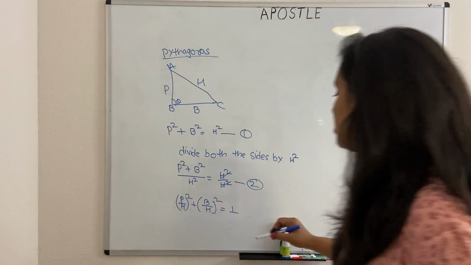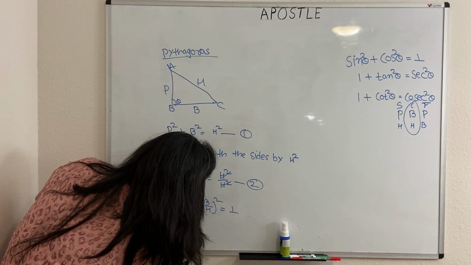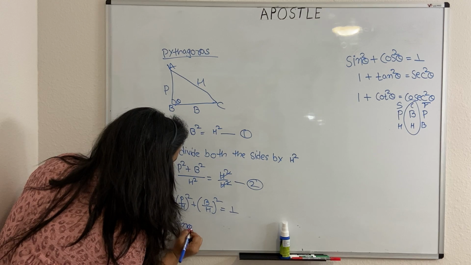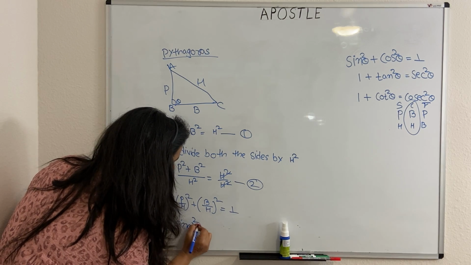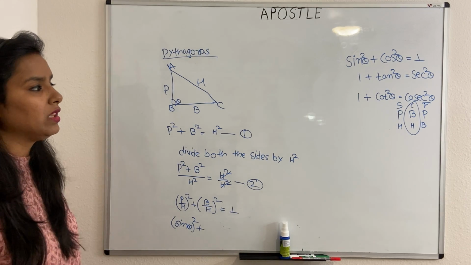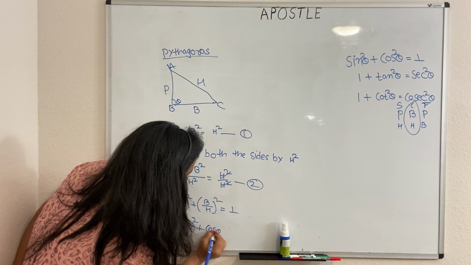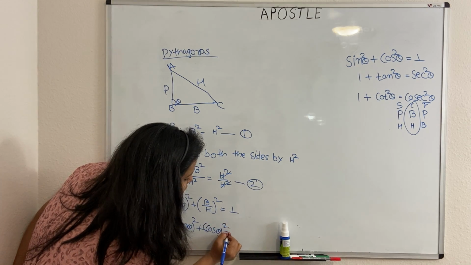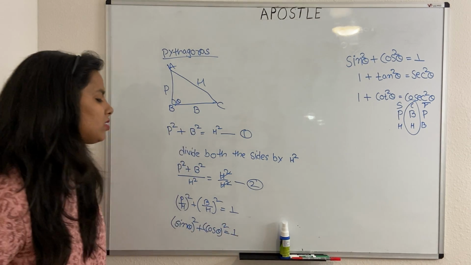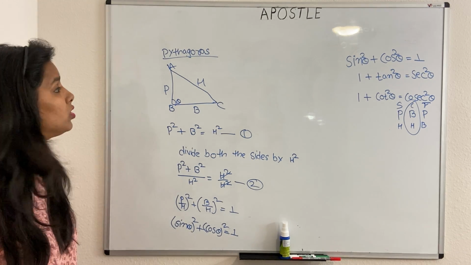So here we can substitute p by h with sine theta. So it is sine theta whole square plus b by h, which we write as cos theta whole square, and that equals 1. So this is our first trigonometric identity: sin squared theta plus cos squared theta equals 1.